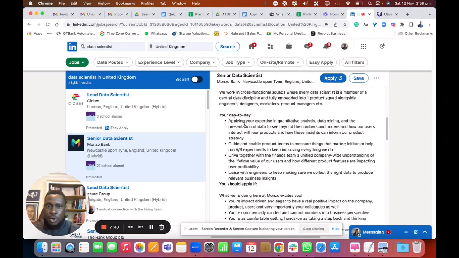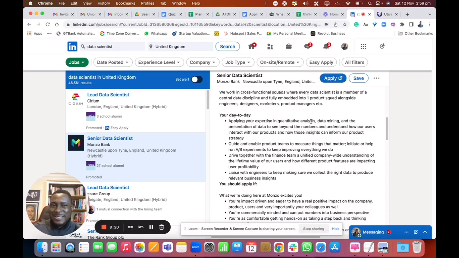Applying your expertise to analyze data. So they say applying your expertise in quantitative analysis, data mining, and then you will be presenting the data to others that need to make decisions, right? So your job is not just to sit down behind the computer like myself here, analyze the data, and then you're like, hey, no. Your job will be to analyze the data and make presentations. So communication is a very important, essential skill here, right? I'm not the one saying it, it's Monzo, so you can trust the employer, right?